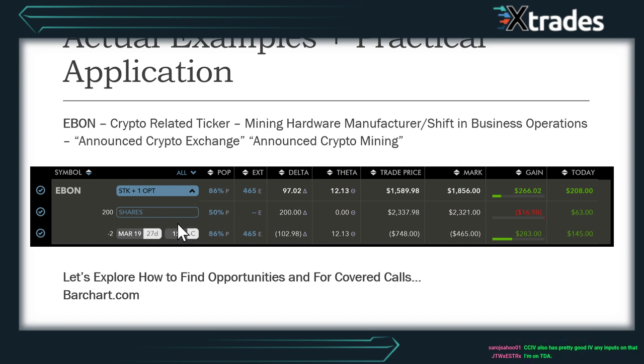So I did the calculations on this, and basically I can double my account if EVON hits $15 on March 19th exactly. I think it's about a 90% gain. So a lot of potential gain here. My downside is limited because as long as it holds above $700-ish, I'm not really going to be losing on this play. So that's something we're going to take a look at now on how to find these covered calls. So we're going to go to barchart.com and explore this.